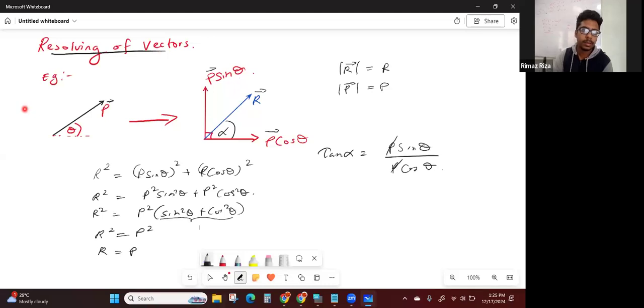So P and P cancel. So therefore tan alpha equals sine theta over cos theta, which is tan theta. So now tan of an angle is equal to tan of an angle. Therefore alpha must be equal to theta.